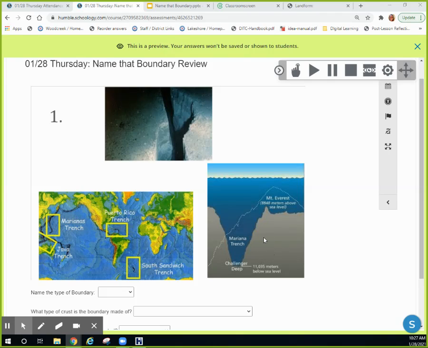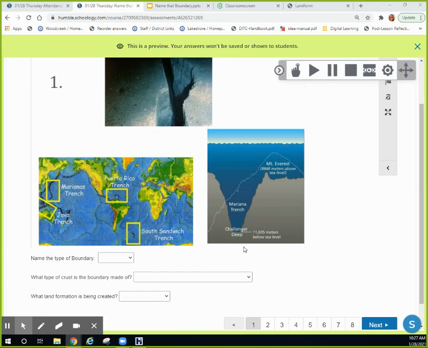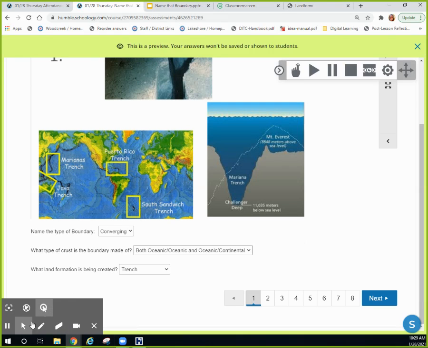In this next diagram, it talks about how Mount Everest could potentially fit inside it, that it is deeper than Mount Everest is tall. And most of it is still undiscovered because they do not have a vehicle that can handle the pressure to go that deep below sea level. So what the questions are asking us is, at what type of boundary does a trench occur? What type of crust is the boundary made of? And what kind of land formation is being formed based off of our observations in these images?